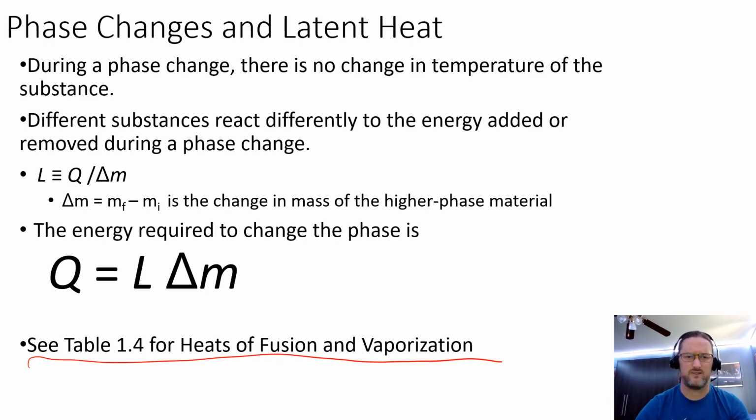I'll add a link to this. I don't think there's one in here, but I'll add a link so you can, if you're looking at the notes, find Table 1.4 in the book, which has latent heats of fusion and vaporization. Fusion is the freezing or melting point. Vaporization is the condensing or boiling point for substances.